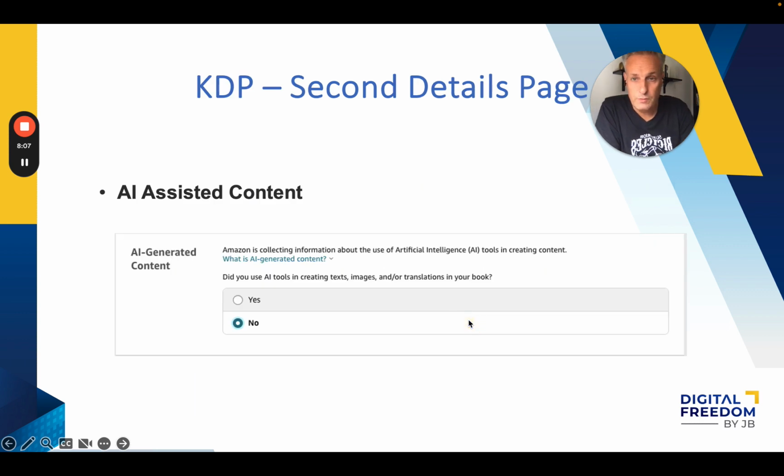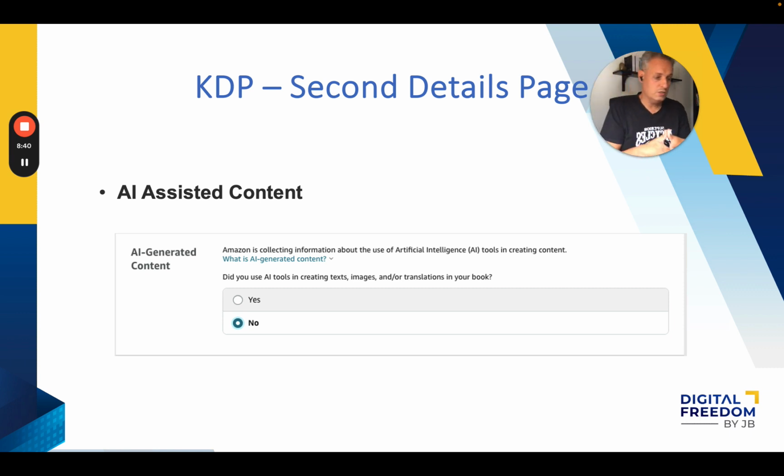So where do you inform them? On the second details page, I think it's called the book content page or the ebook content page, in the middle you see this new section, AI generated content. There you can say whether it is AI assisted or AI generated. They ask, did you use AI tools in creating text, images or translations in your book? You can say no, even if you use ChatGPT to brainstorm an idea.